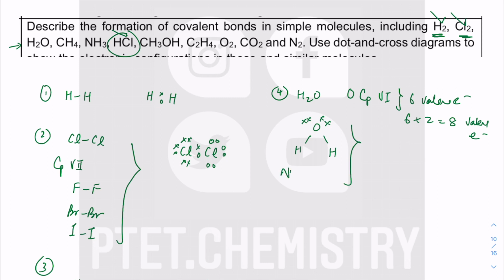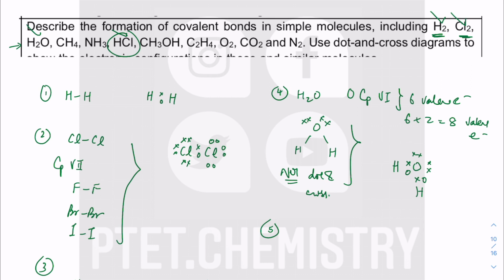This is not dot and cross. So to show dot and cross: hydrogen dot, hydrogen dot, cross on oxygen, cross on oxygen. If you like, you can use cross for hydrogen and dot for oxygen. As long as your electron count is good, then that will work all right.